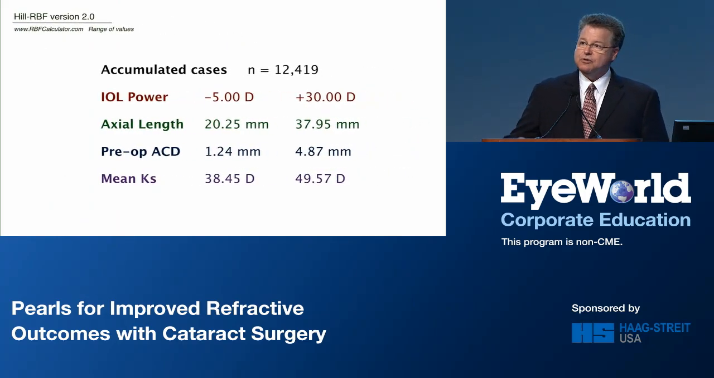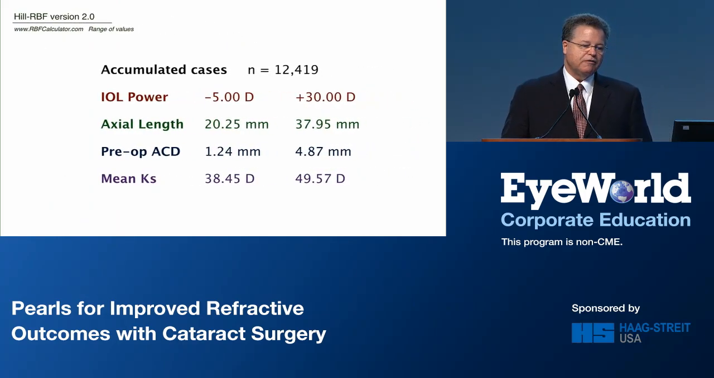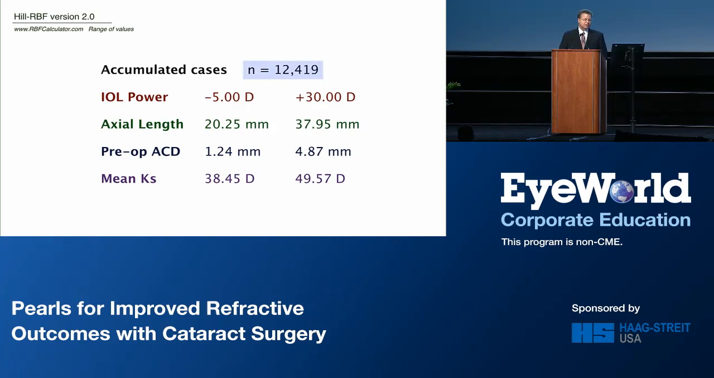Steve, this is the new method, which is 12,400 cases. We now go down to -5 diopters, up to 30, wide range of central corneal power, axial lengths, anterior chamber depth, down to 1.24 millimeters.